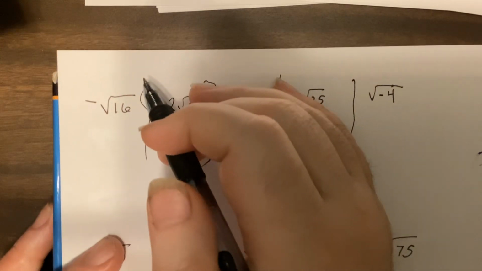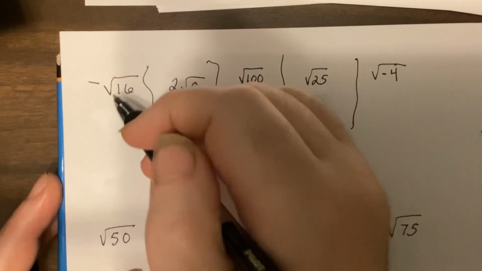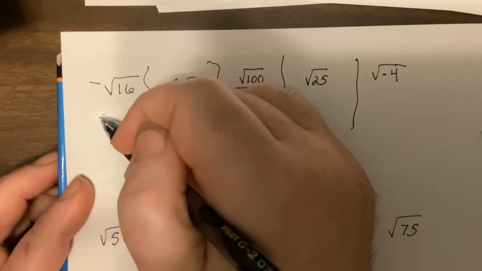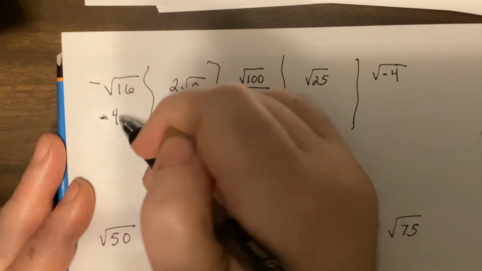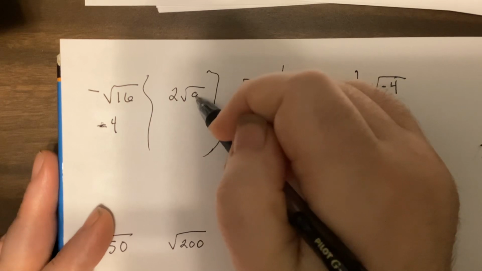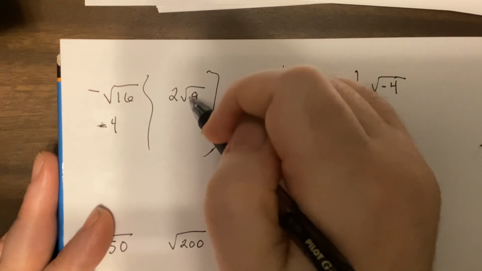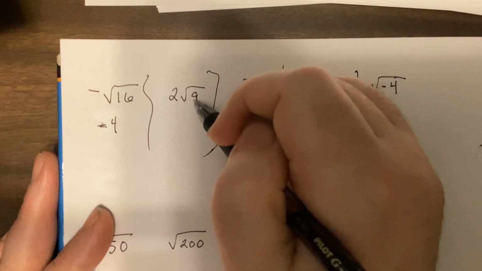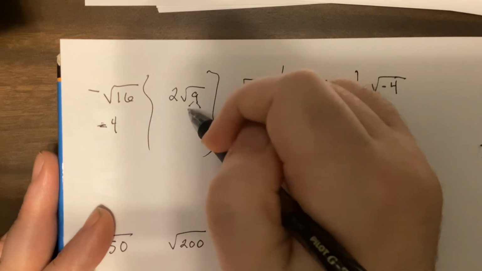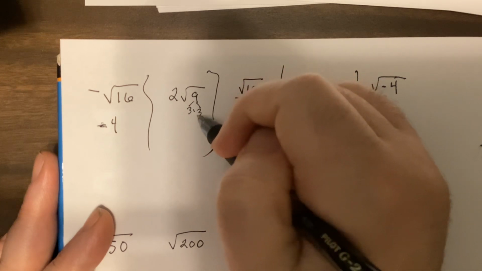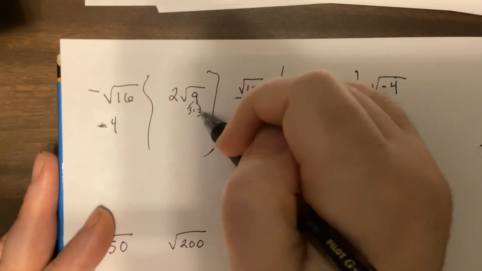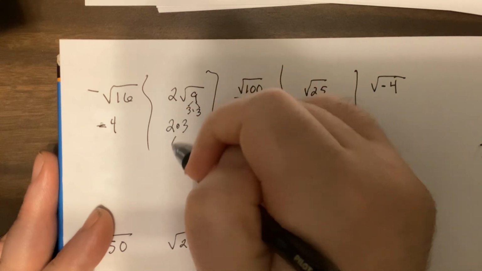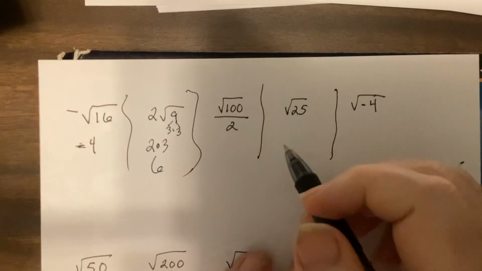Okay, so hopefully you did them. So square root of 16 is 4. The opposite of that is negative 4. Square root of 9 is 3. There are 2 3's in 9, another way to think of it. Or break it up. 9 is 3 times 3. I need 2 of the same thing, which is 3. So it'd be 2 times 3 is 6.